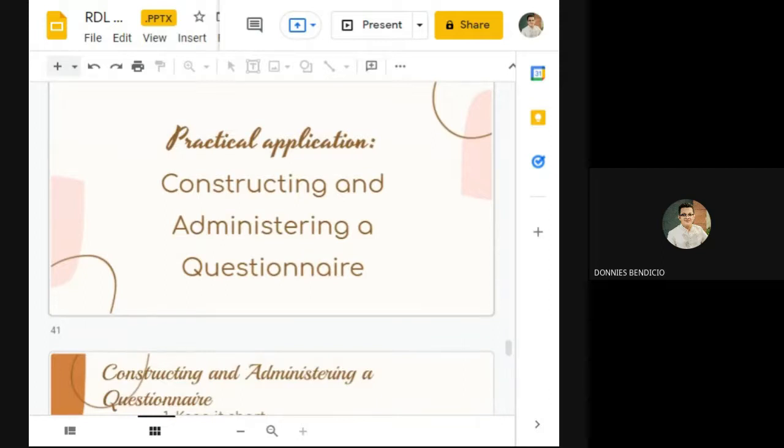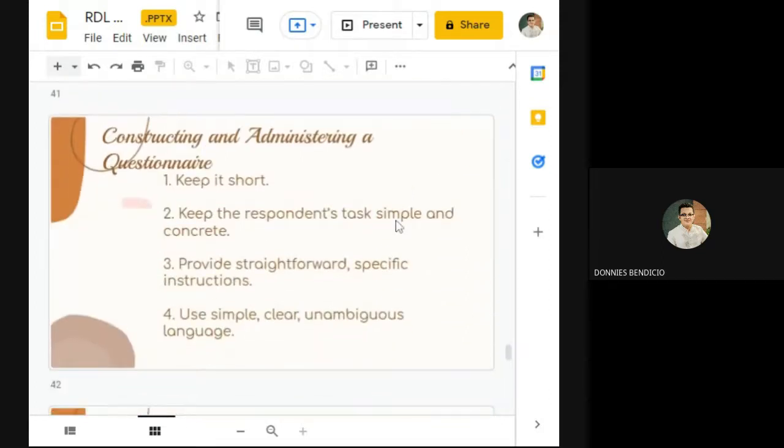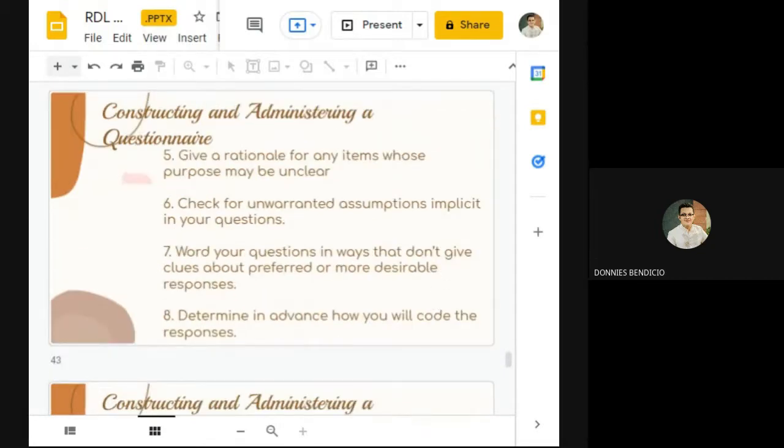In terms of constructing and administering a questionnaire, we have to keep it short, keep the respondent's task simple and concrete, provide straightforward, specific instructions, use simple, clear, unambiguous language. Ibig sabihin, hindi dapat malabo yung inyong mga instructions, language, or the use of words that you are using. So kapag ang instructions ninyo ay naiintindihan ninyo, likely this is a good indicator that your respondents can also understand your instructions. So dapat naiintindihan nyo rin kung ano yung instructions ninyo bago ninyo ibigay sa kanila.